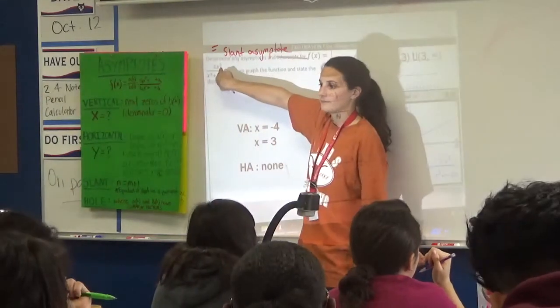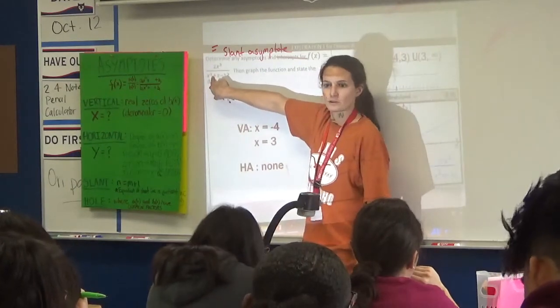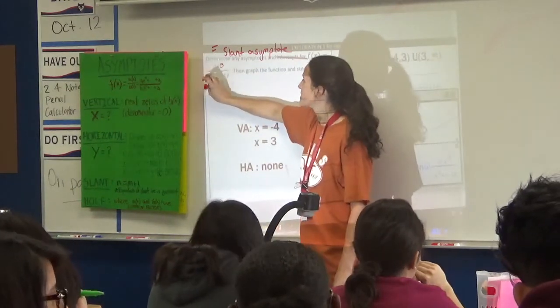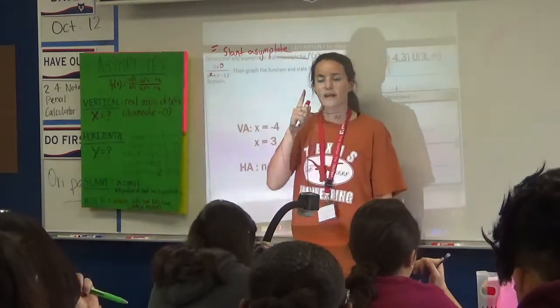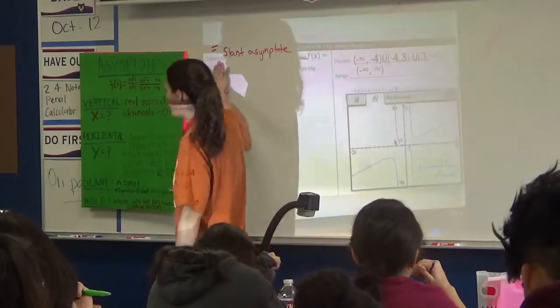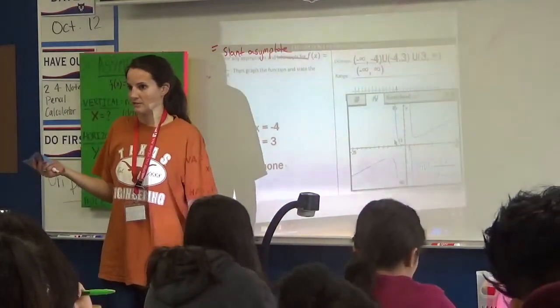what is our degree on top? Cubed, like to the 3rd power. What's our degree on the bottom? Squared. 3 is exactly 1 more than 2, right? The degree is 1 higher on the top. Whenever that happens, that's when we're going to have this behavior in our graph, and we're going to have a slant or an oblique asymptote, okay?